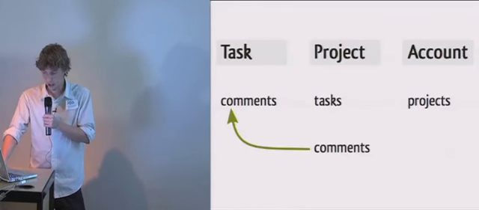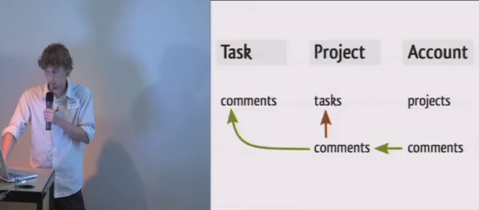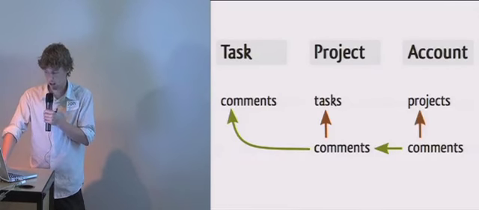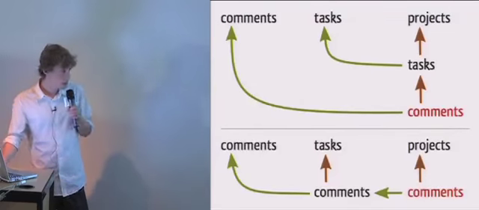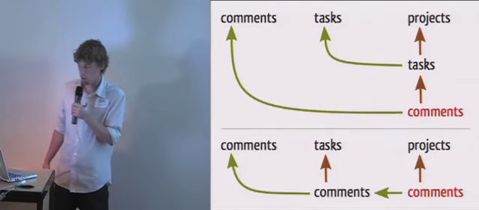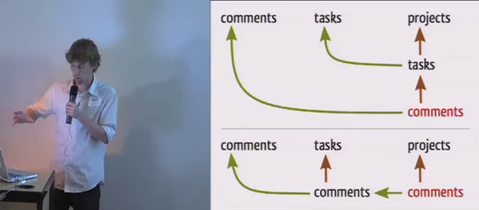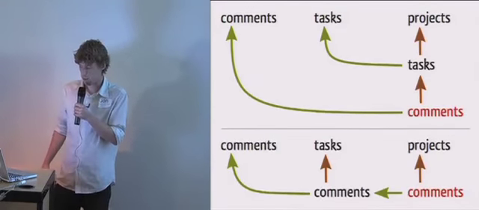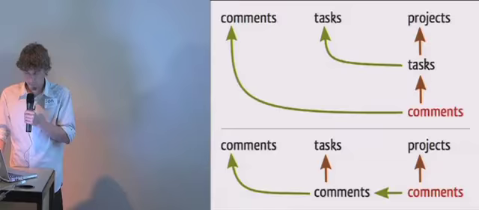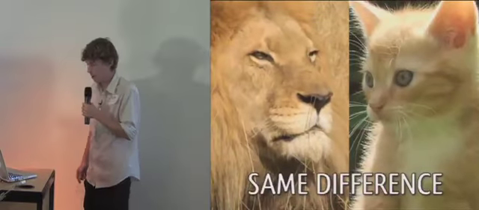So here's another example using the same set of models. This time, project has a comments association that goes through tasks, and account has a comments association that goes through projects. If we look at them side by side, the comments association on account is actually the same set of records. And yet the data structure for setting up this association is different. So this is a bit of a problem, and I pondered it for a while and scratched my head.